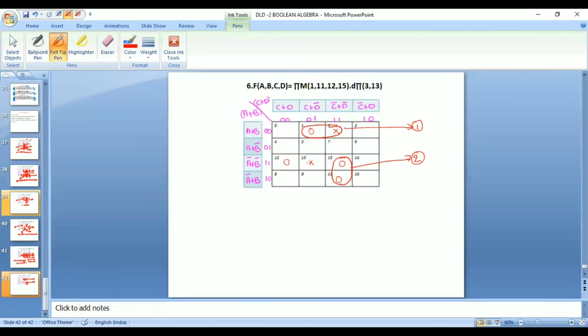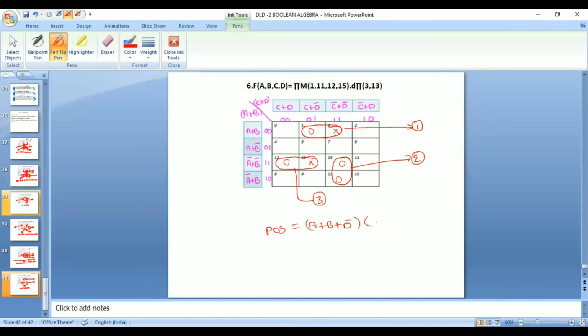12, 13. This is the best possibility. So this is the third one. Here no need to group the 13 and 15 because 15 is already covered with the help of the 11 maxterm. So this is the answer, in POS form, product of sums. The first one: horizontally the common term is A plus B, and vertically the common term is D bar. This is the first expression.